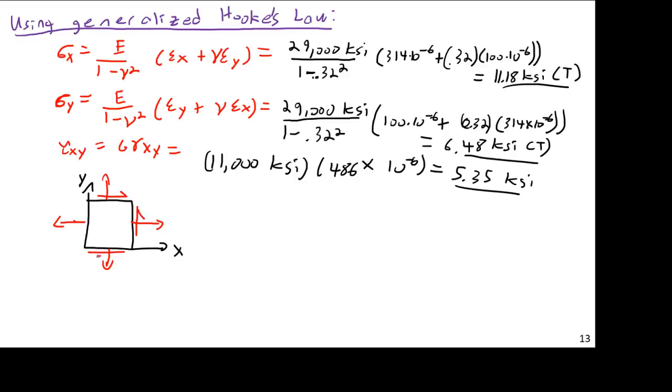5.35 KSI and 11.18 KSI in the X, 5.35 in the shear, and 6.40 in the Y. Now I can plot more circle if I want. Plot more circle.